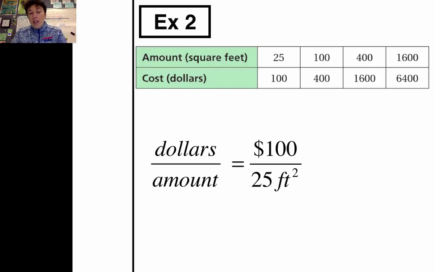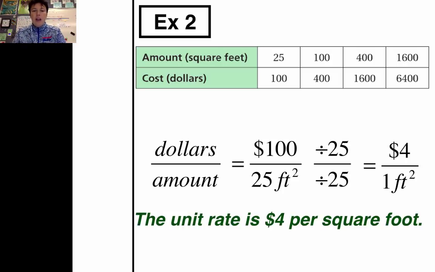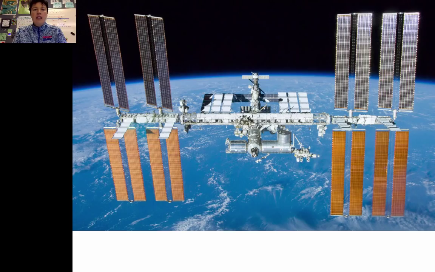Right now it's a ratio, but if I divide it by 25, what would I get in my denominator? 25 divided by 25 would give me a 1, a unit rate. So it's 4 over 1, meaning it's $4 for 1 square foot of grass. So that gives me the unit cost of how much the grass costs. For every square foot, I'm going to pay $4. All right, so the unit rate is $4 per square foot.